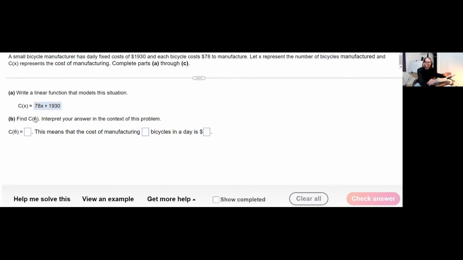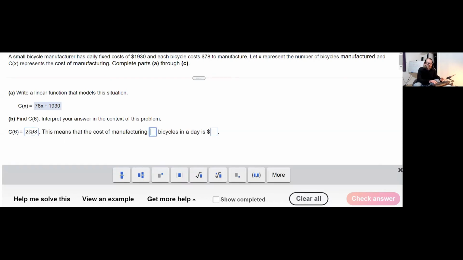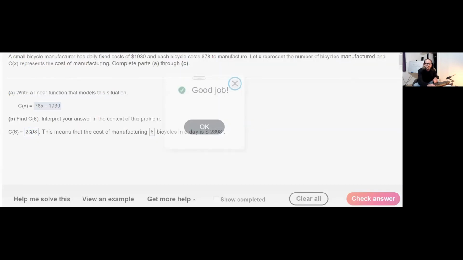When we plug in 78 times 6, let me check what that is. 78 times 6 is 468, and I'm going to add to that 1,930, so that the total cost in a day, if they manufacture 6 bikes, the cost of manufacturing 6 bikes, is $2,398. They've already got the dollar sign typed for us.